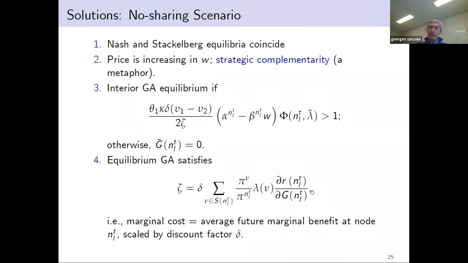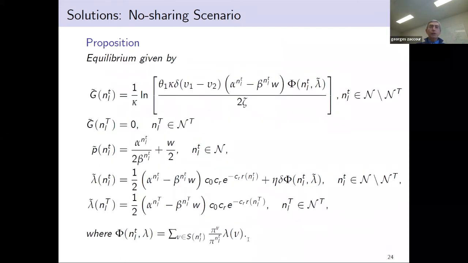So this is how the returns are varying with respect to G. And this is the marginal benefit given by the adjoint variable. So what we have here on the left-hand side is the marginal cost, and on the right-hand side, we have the average future marginal benefit at the node. And this marginal benefit is propagating through all successors, and everything is scaled by the discount factor.